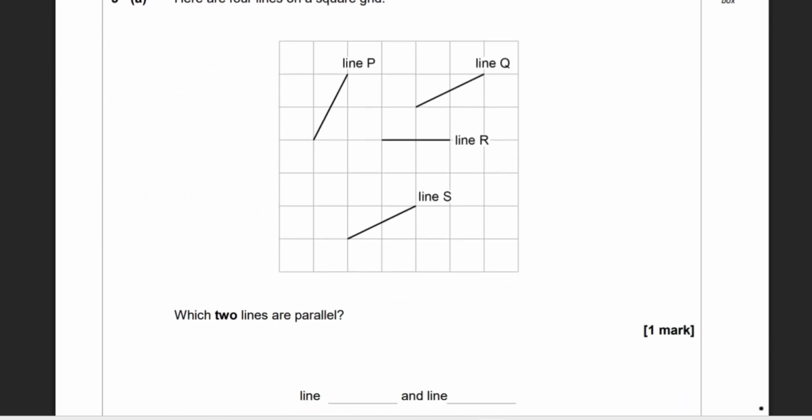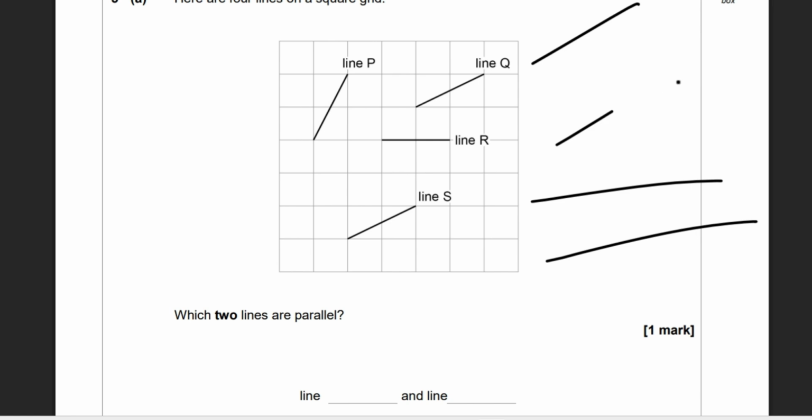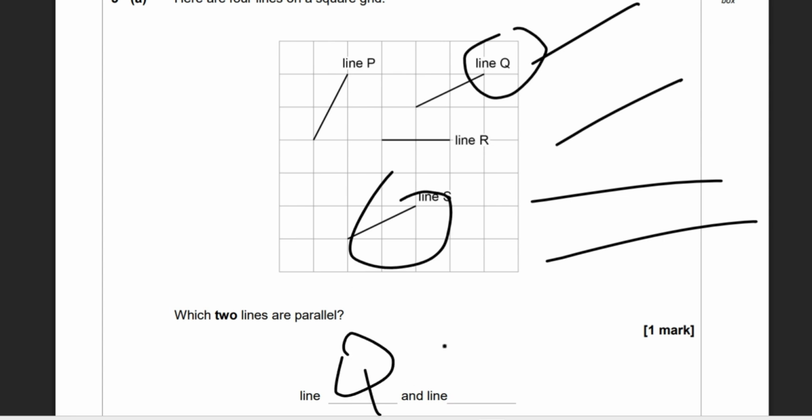5A, which two lines are parallel? Parallel lines are lines that will never meet. One is going like this, the other one like this, or one is going like this and the other one like that. So it's obviously line Q and line S.